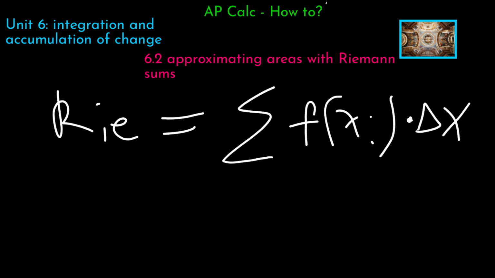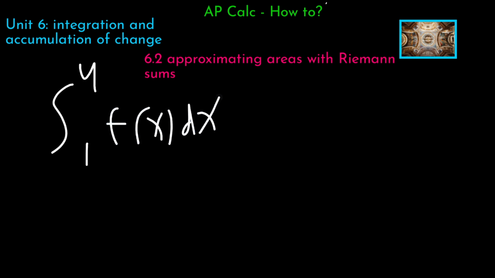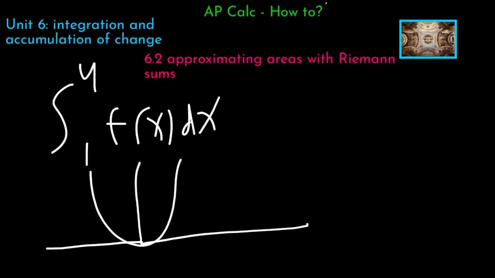So let's start and practice on each kind. Starting off with the left Riemann sum. Let's go ahead and do it. Estimate the integral from 1 to 4 of f of x dx using a left Riemann sum with 3 subintervals. Let's say f of x equals x squared. So it's going to be something like this. Interval 1 to 4 splits into 3 parts. Delta x equals 1.